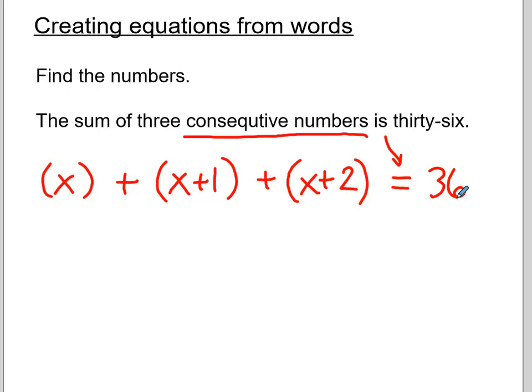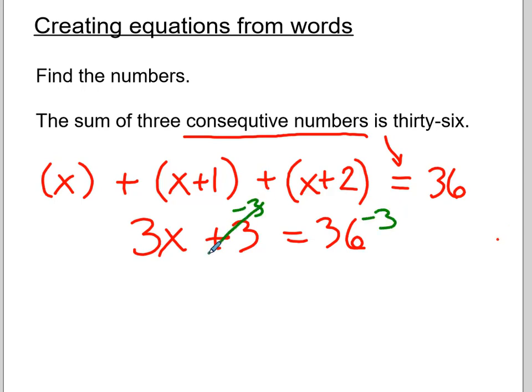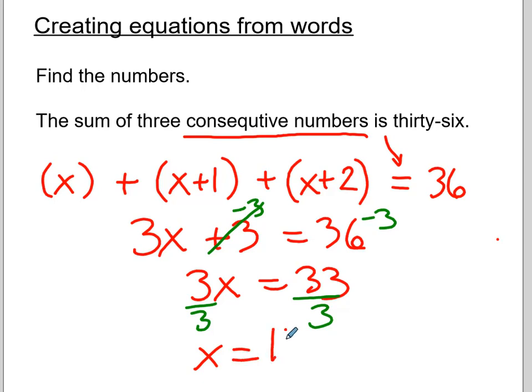Now this is adding of like terms, so none of my exponents are going to change. So I'll repeat, with adding, none of the exponents are going to change. So I have 3 x's plus 3 on the left hand side, and now I have a nice little equation. Okay, so now I can go back to SAMDEB, subtract 3 from both sides, those cancel. I'm left with 3x equals 33, divide both sides by 3, and I should end up with x equals 11.